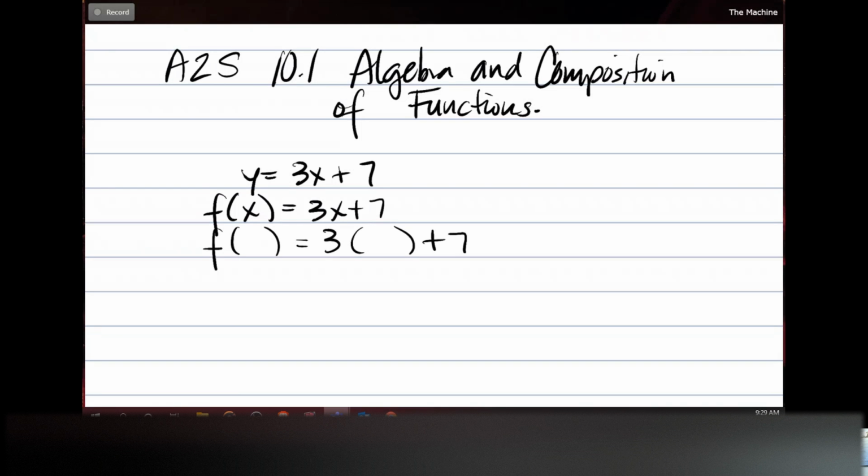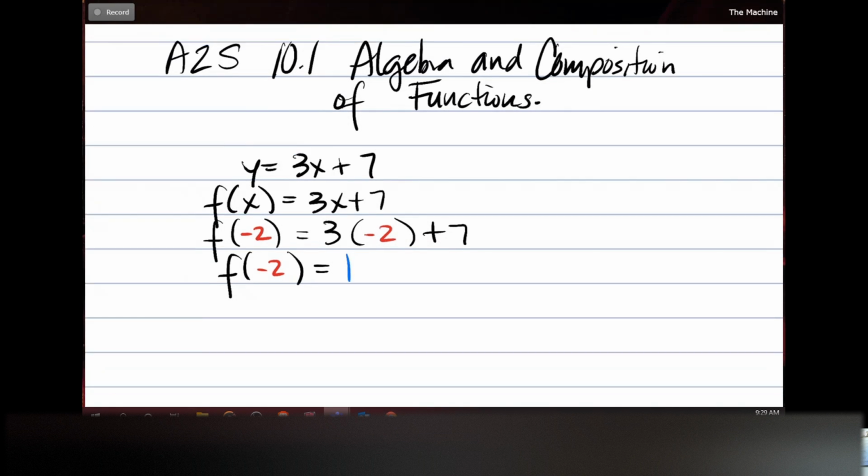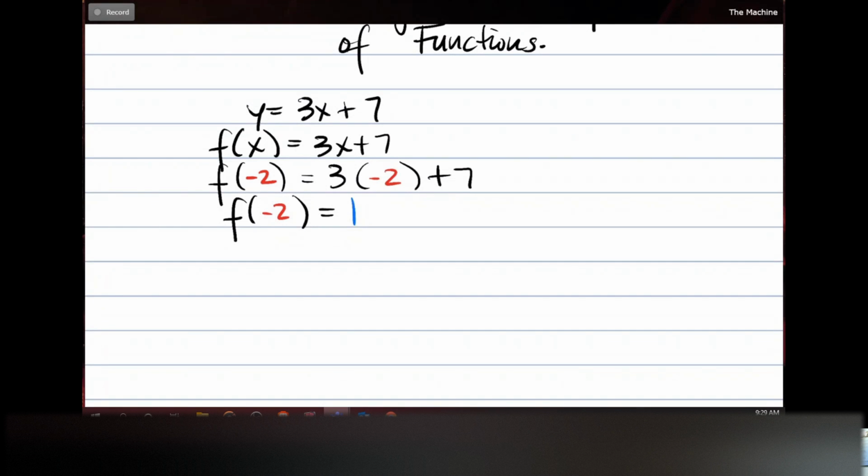And we would put a number in, I don't know, -2. Oh, it'd be 3 times -2, 3 times -2 plus 7. And in the end, we would say f of -2 is equal to something. What is f of -2 equal to? 1. And we would say then, all right, so now we remember that this here is the input.